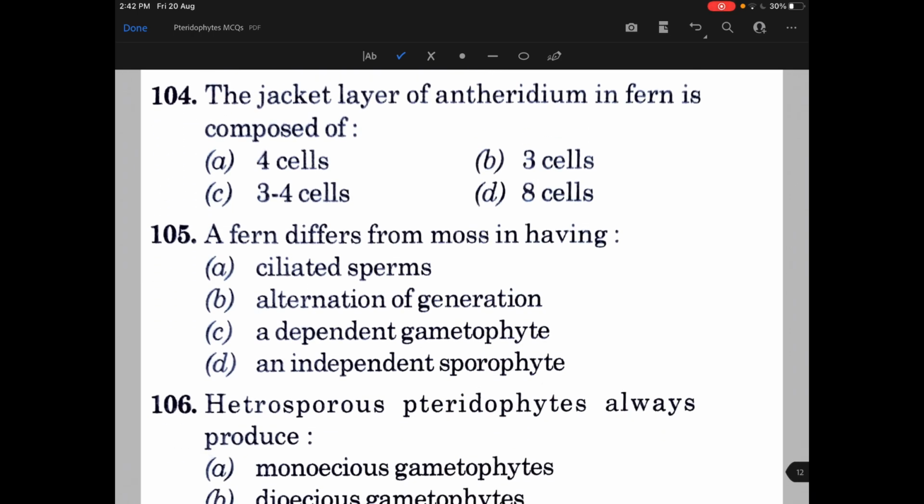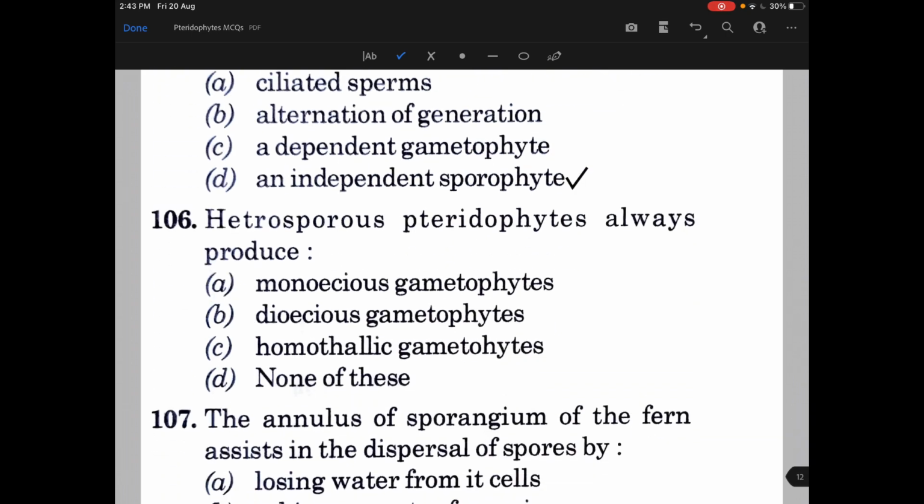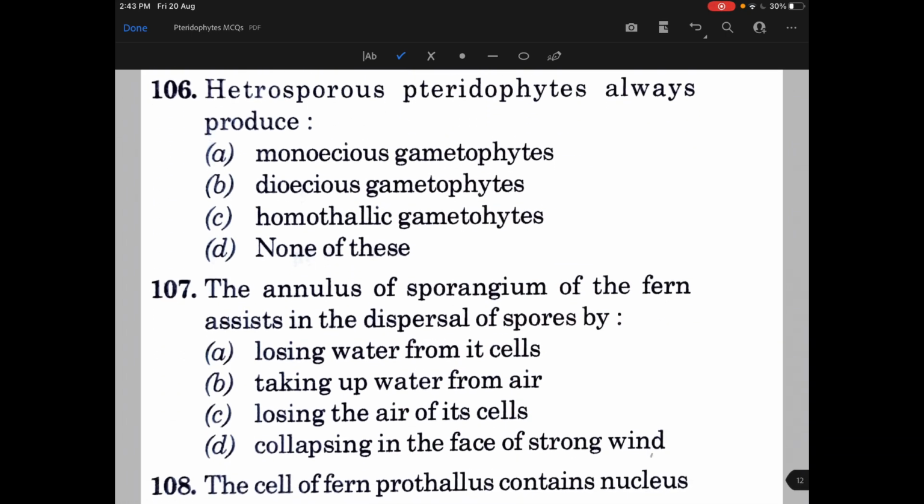The jacket layer of antheridium in fern is composed of dash. The answer is C, 3 to 4 cells. A fern differs from moss in having dash. The answer is D, that is an independent sporophyte. Next, heterosporous pteridophytes always produce dash. The answer is B, that is dioecious gametophytes.